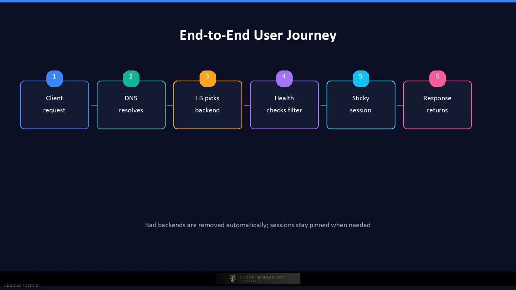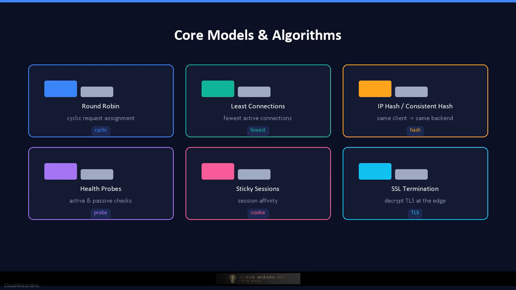Later, one backend starts failing health checks. The load balancer removes it from the pool within seconds, the user's next request is routed to a healthy server, and the mobile app keeps working. Meanwhile, the platform team adds 2 new backend instances to handle a sale event, and the load balancer automatically starts sending traffic to them.